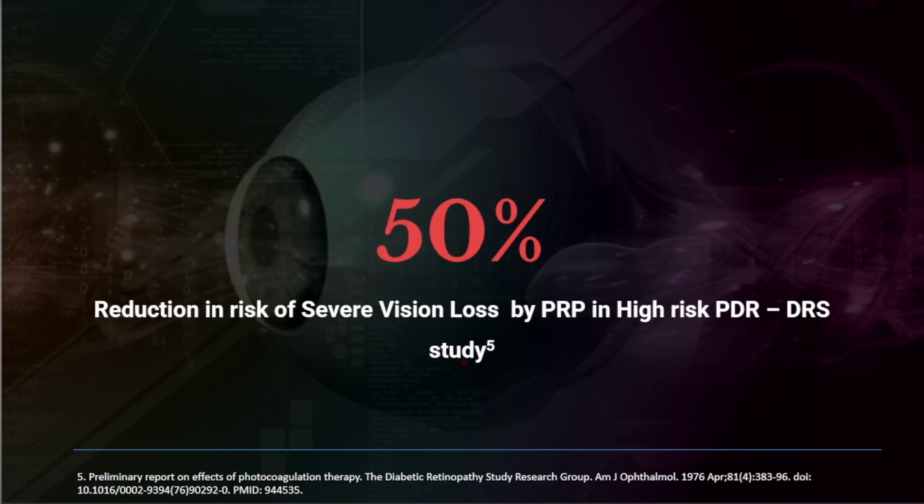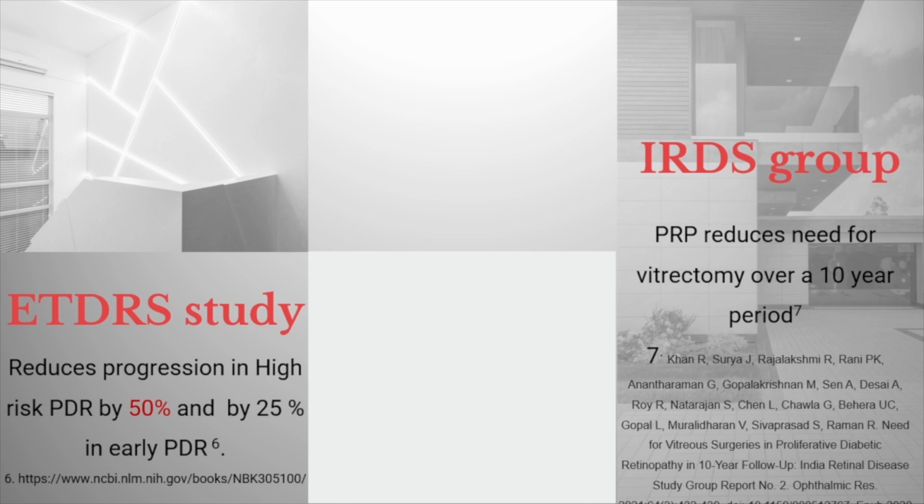The DRS study shows that PRP leads to a reduction of 50% in the risk of severe vision loss in a high-risk PDR group. Also, the ETDRS study shows PRP leads to a reduction of 50% in the progression of PDR, and the Indian retinal disease study group showed that PRP reduces the possibility of vitrectomy over a 10-year period.